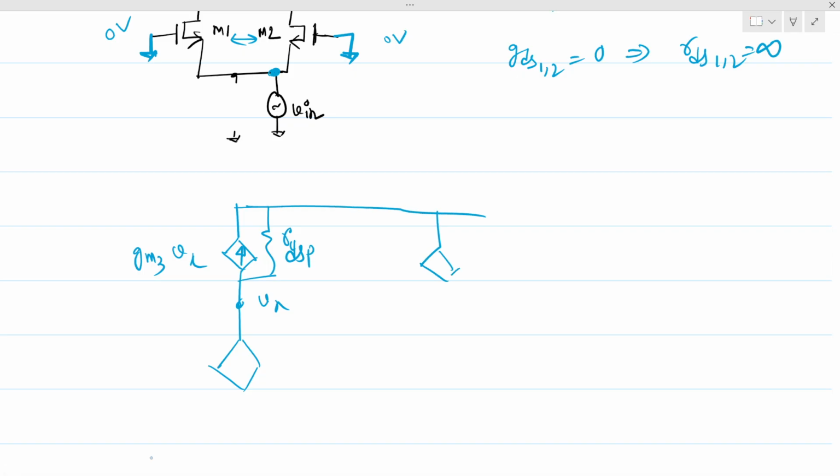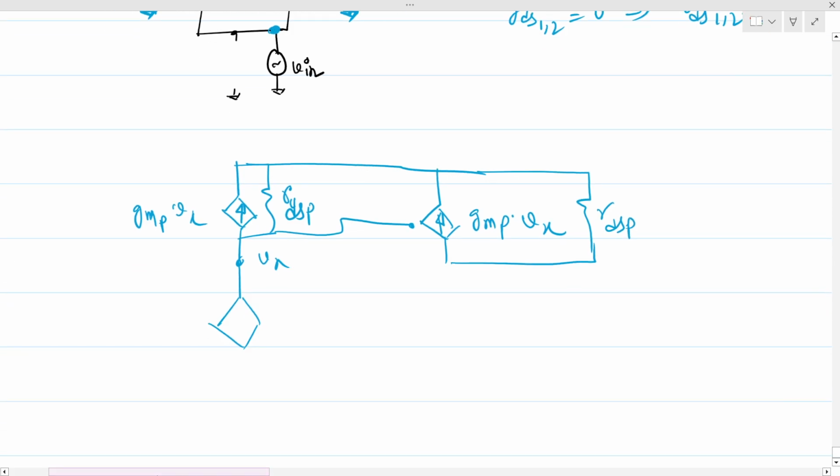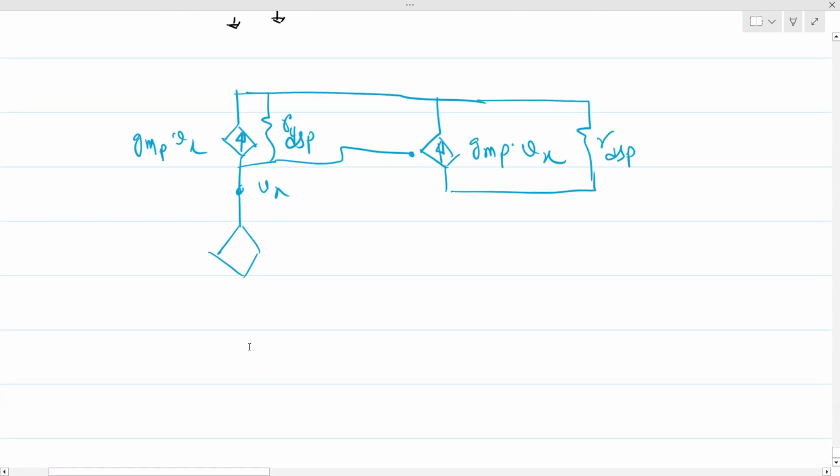Okay, RDS of P. Similarly, we have the same current source, and this current is nothing but GM. Okay, so let me write it as GMP here. GMP and GMP. What will be the V out? So it will be connected here. So this will be GMP Vx as well. Okay, and here will be another output impedance of this MOSFET 4. So this is another RDS of P. Okay, now here we have connected.